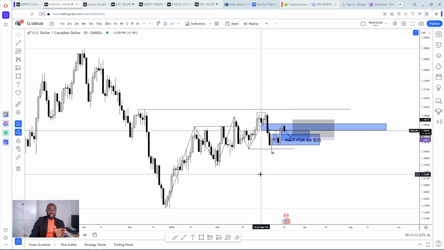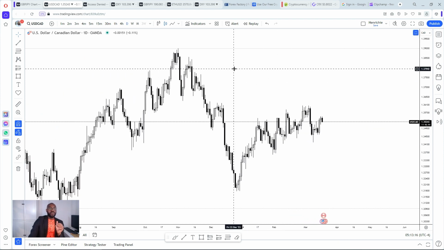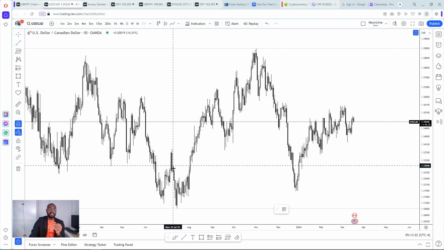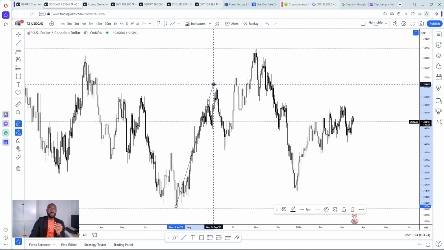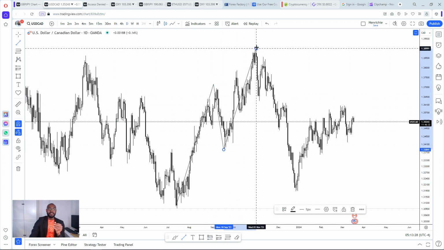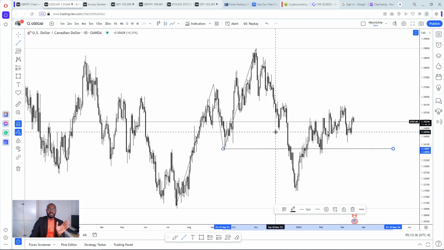so I'm going to wipe my charts. Now, if we go on the daily time frame on USD CAD, you can basically see that we created a low, a high, a low, a high. These are our swing points, right? And right here, we broke this structural low. This is a break of structure.